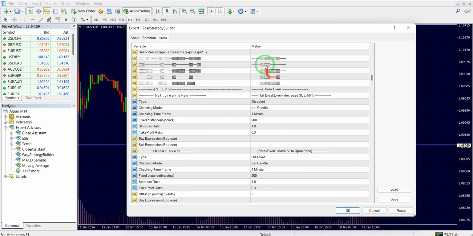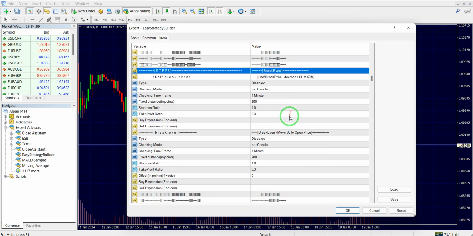In step 6, which is here, you can tell the ESB to break even your positions. That means when your position is in profit, ESB can move the stop loss and put it on the open price. So after that, if your stop loss hits, you get out of the position with zero profit, but you don't lose anything. We call that break even. So that means there's a stop loss on your open order. So ESB supports different types of break even and half break even.